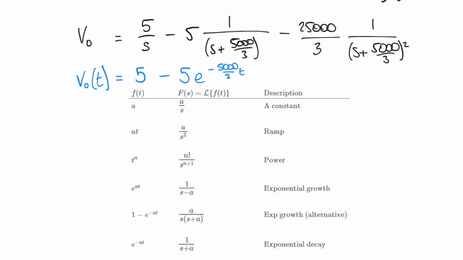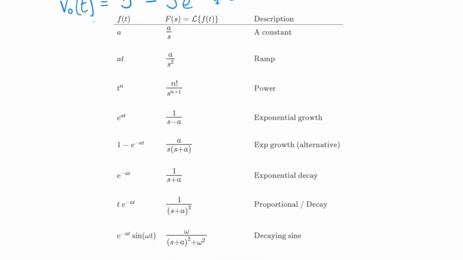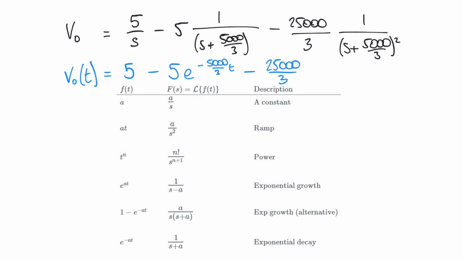The third term here, which we have as 1 over s plus 5,000 over 3 squared, corresponds with our entry here for 1 over s plus a all squared on the denominator. And that corresponds in the time domain with t e to the minus at. And so similarly, here, not forgetting to multiply by that factor of 25,000 over 3 that we pulled outside, we're going to see something that looks like this. We have 25,000 over 3 t e to the power minus 5,000 over 3. A in our case is 5,000 over 3, sorry, for a. So we have minus 5,000 over 3 t as our power there.